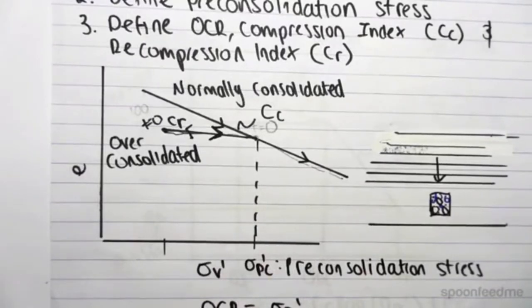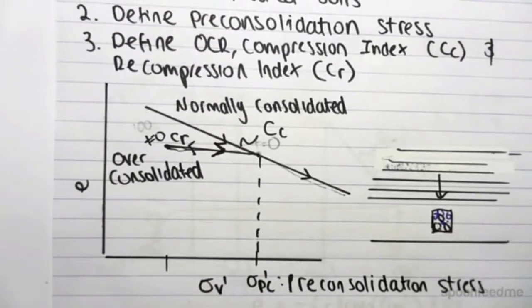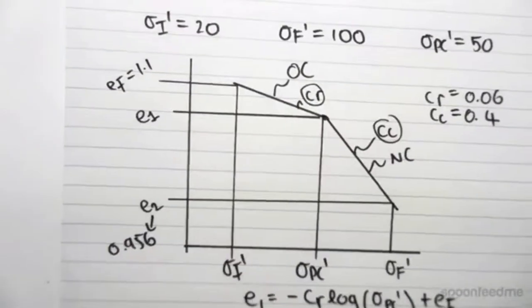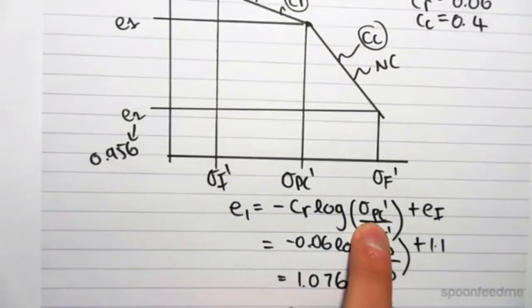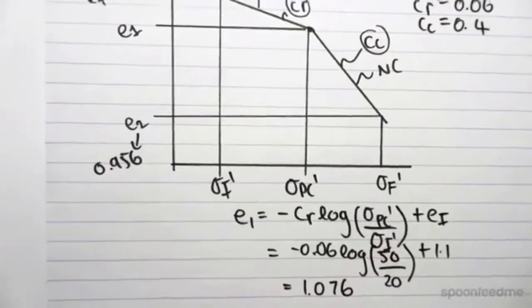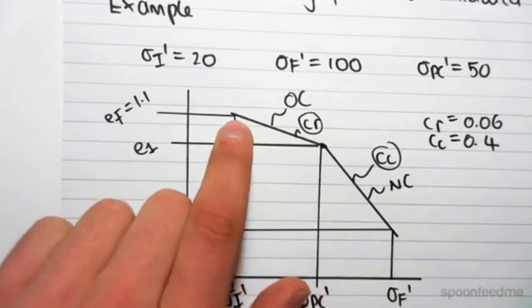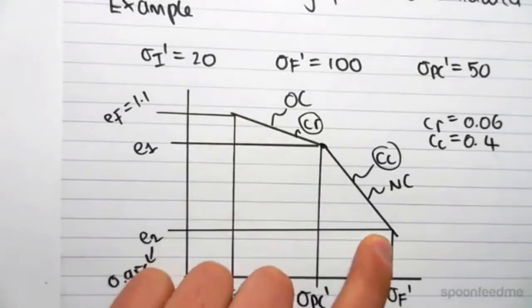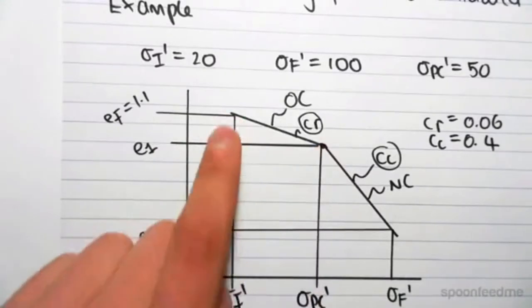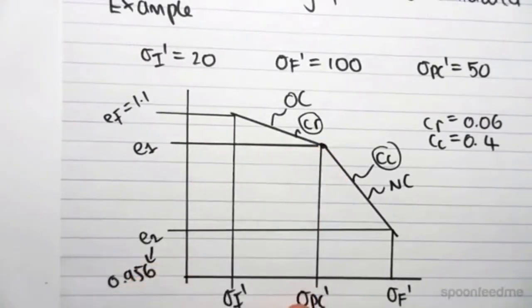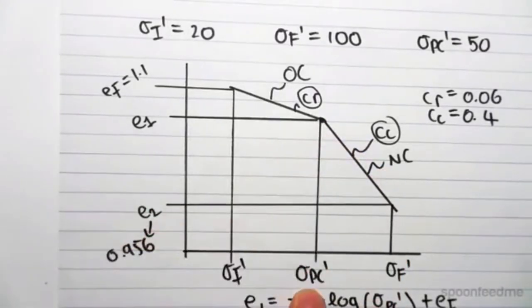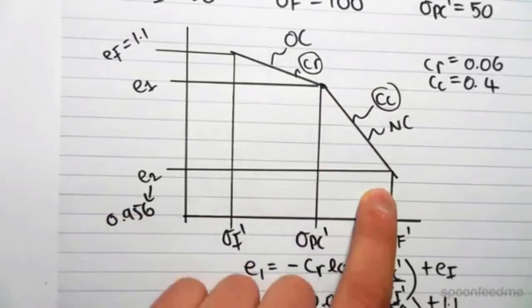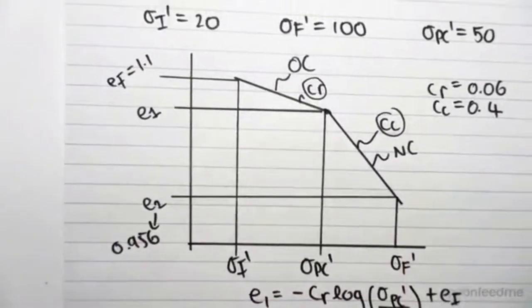In the next video we're going to do the final case you could ever get, and based on these 4 cases you should be pretty good to do almost any question. This example can be a bit tricky just because it combines the two. The only real confusing thing is the reason we're using sigma PC dash instead of sigma I and sigma F, and that's just because we've split this example up into the over consolidated and the normally consolidated. For the over consolidated line, sigma I is sigma I, but sigma F is sigma PC dash. For the normally consolidated line, the initial one is now sigma PC dash and sigma F is sigma F. Hope that helps, guys.